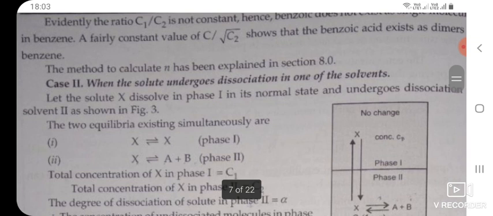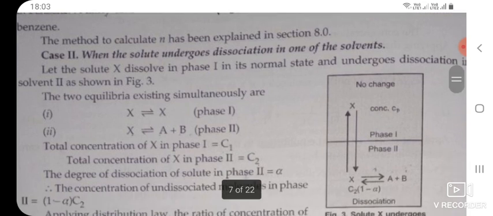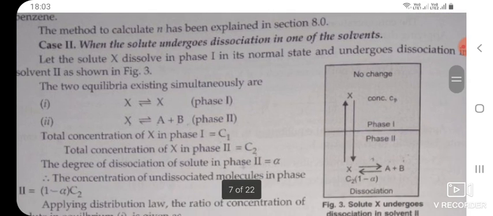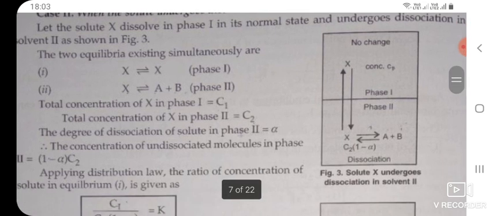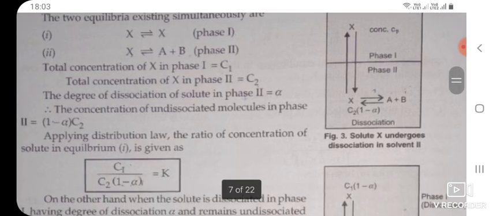Case 2. When the solute undergoes dissociation in one of the solvents. Let the solute X dissolve in phase 1 in its normal state and undergo dissociation in solvent 2, as shown in figure 3. The two equilibria existing simultaneously are as shown. Total concentration of X in phase 1 is C1, total concentration of X in phase 2 is C2. The degree of dissociation of solute in phase 2 is alpha.